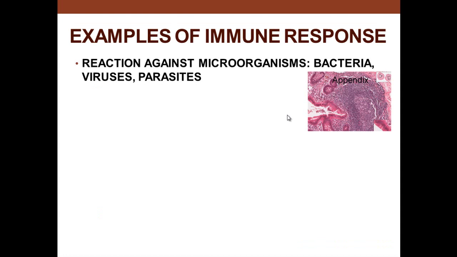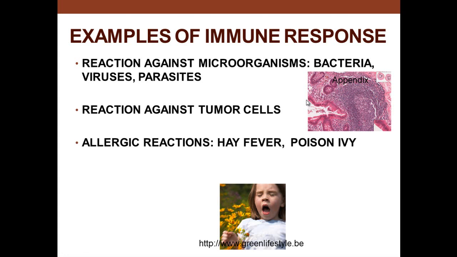Now, what are some examples of the immune response? One is reaction to microorganisms, bacteria and viruses and parasites. Here we see in the appendix, lymphoidal tissue there is associated with the antigens that are exposed to the appendix. Reactions against tumor cells. We all have the immune system to provide surveillance for tumor cells and to kill tumor cells. Also, allergic reactions. Hay fever. You might know someone who has hay fever or poison ivy.